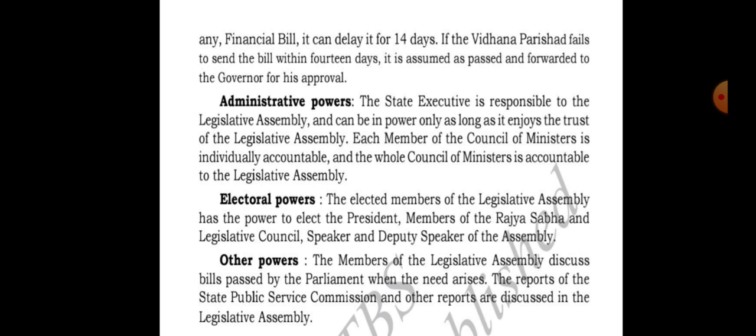Electoral power. The elected members of the legislative assembly also have the power to elect the president. They participate in the election of the president.